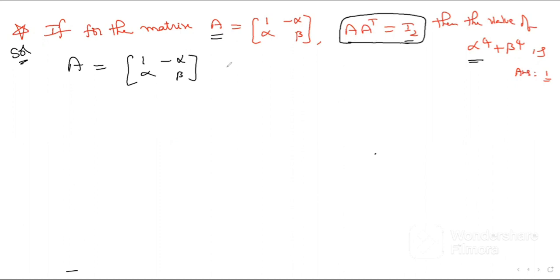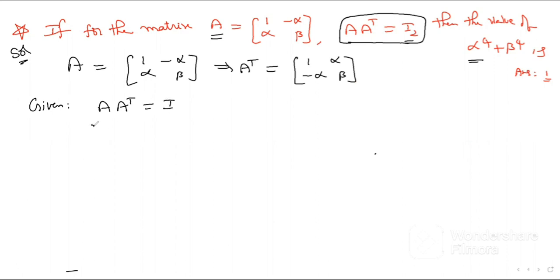First, we have to find the transpose of A. The transpose of A is obtained by changing its rows into columns or columns into rows. The first column will be the first row: 1, alpha, minus alpha, beta. This is the transpose of the given matrix. Given that A into A transpose is equal to I, A into the transpose of A is equal to the unit matrix 1 0, 0 1.